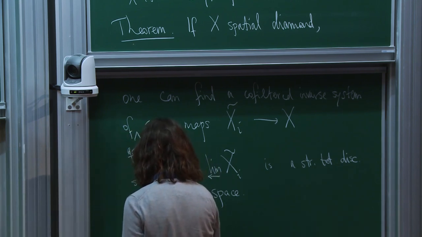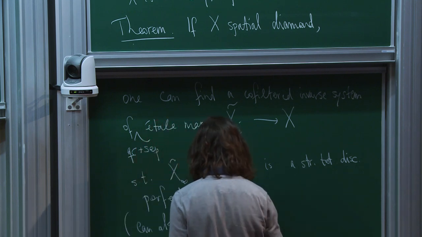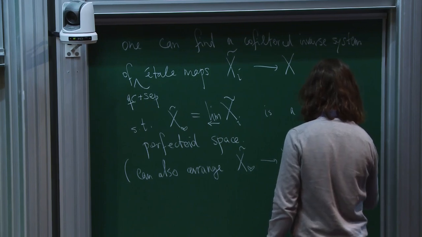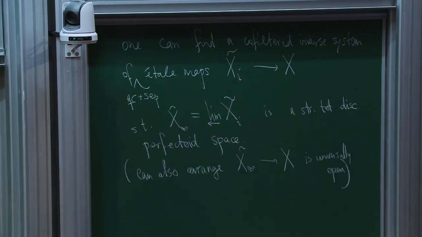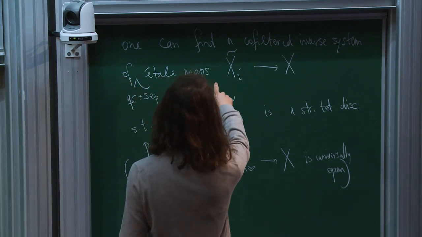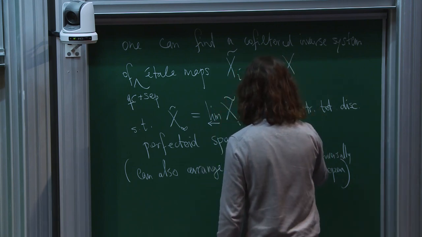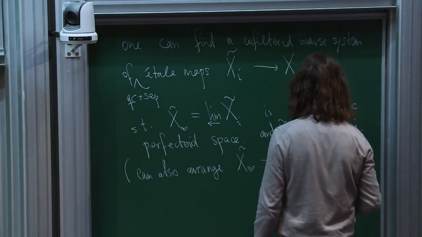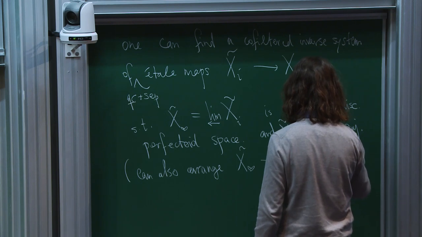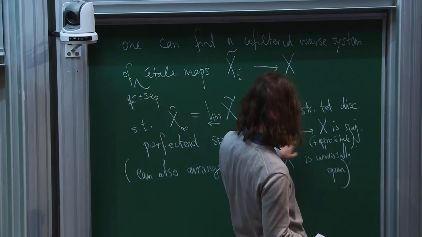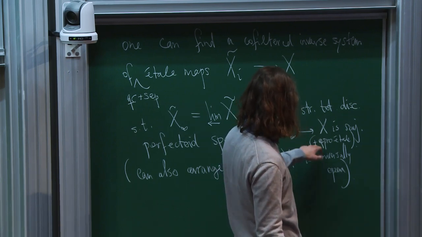And then one can also arrange, which is a technical point, but a technically very important point, that this map from X infinity tilde to X is universally open, otherwise this is completely useless. And it is surjective. I mean, it's automatically quasi-Proetale from the definition essentially. So in particular, this will give you one way to write X as a quotient of a perfectoid space by a Proetale equivalence relation, because this map here is quasi-Proetale.